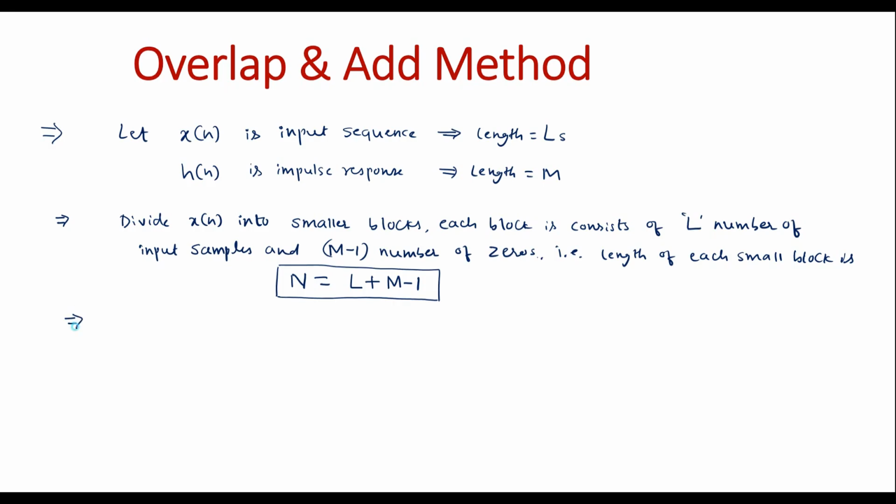The next step is, if N is not given, then compute N using the relation N is equal to 2 power m, where m is length of impulse response.